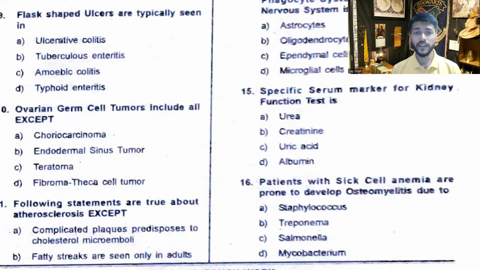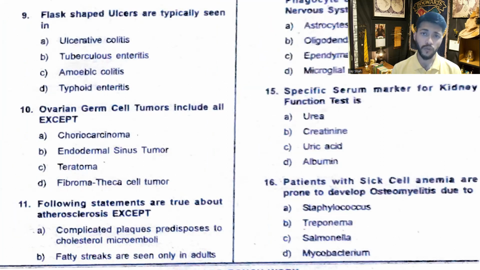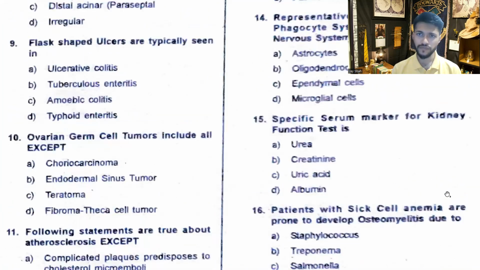Specific serum marker for kidney function test, it's a physiology question. Kidney function test in the form of GFR will always be calculated by creatinine, because serum creatinine will give an estimate of the effective glomerular filtration rate and the kidney function.